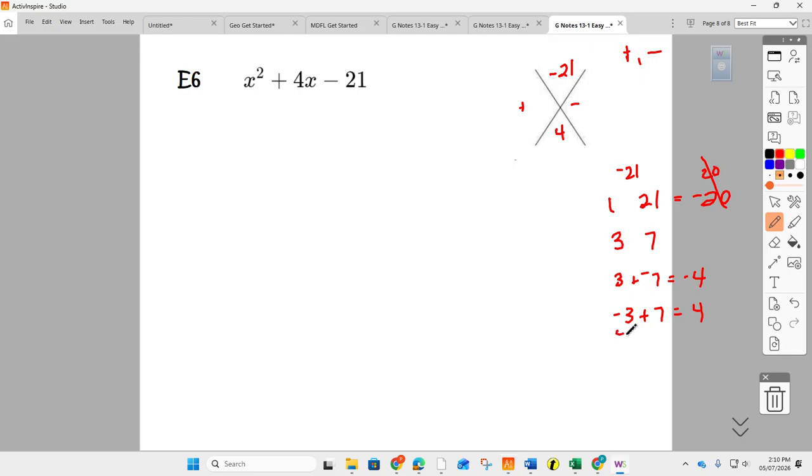So this is a negative minus 3. This is a positive plus 7. And now, same thing. Still in our parentheses. That goes in the first spot. Plus 7, minus 3.